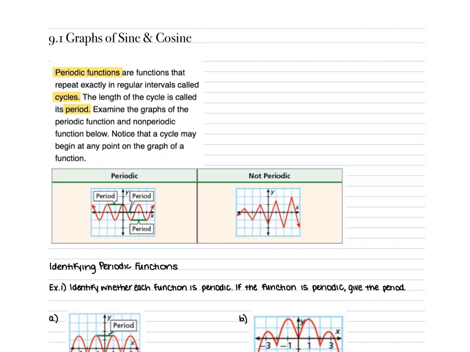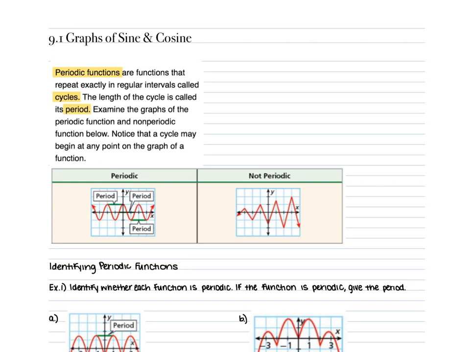9.1 graphs of sine and cosine. With these graphs, they are periodic functions, which just means they're functions that repeat on a regular basis. These repetitions are called cycles, and the length of that cycle is called a period.